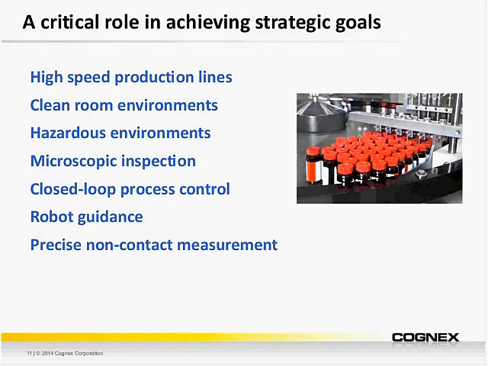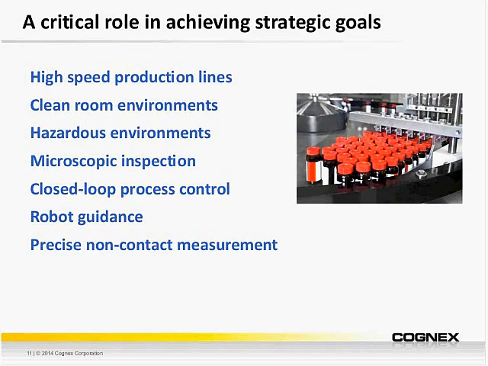On high-speed production lines, of course, speed is the primary driver. Machine vision provides consistent results while inspecting hundreds or even thousands of parts per minute. In clean room environments, preventing process contamination by humans is the driving factor. In hazardous environments, human safety is the reason to use it.